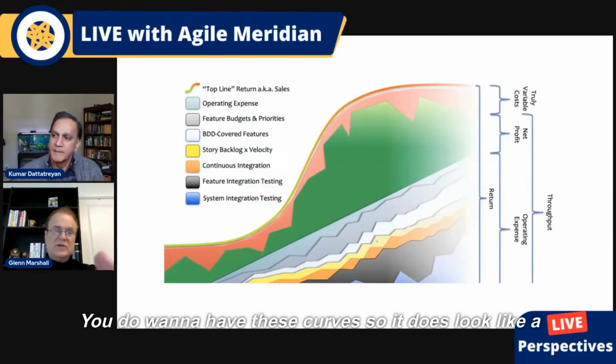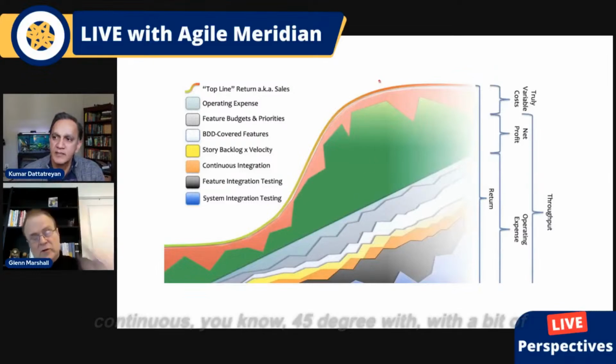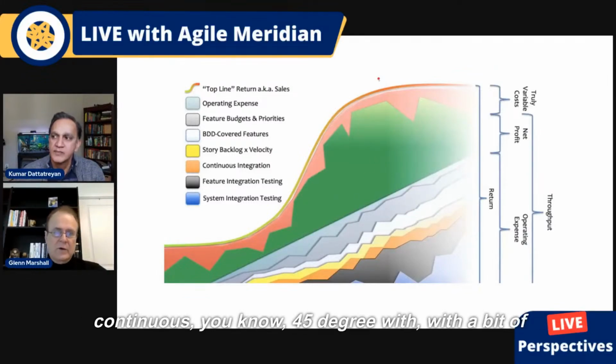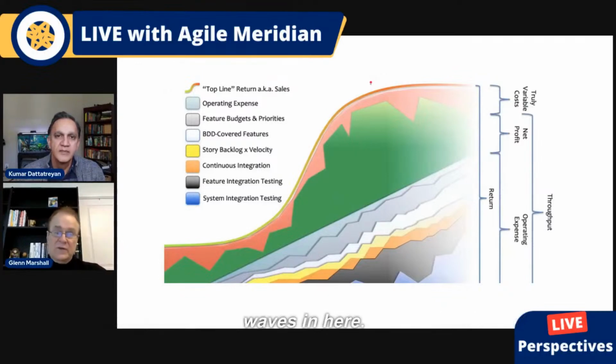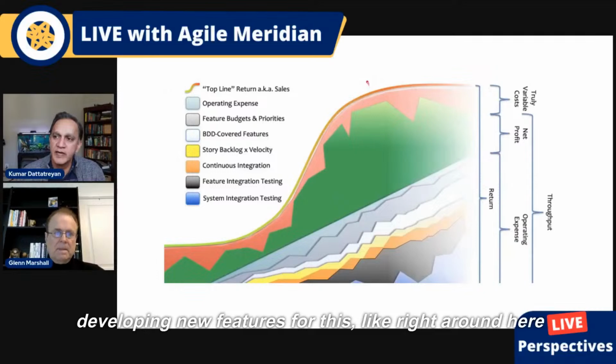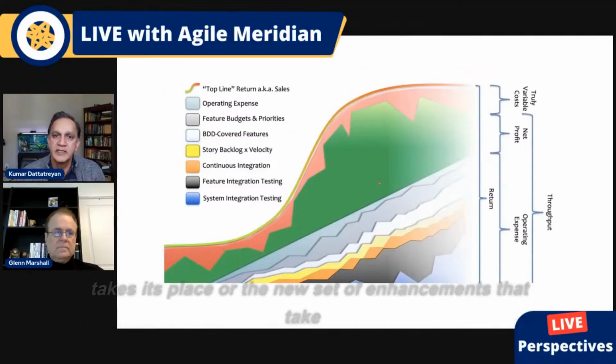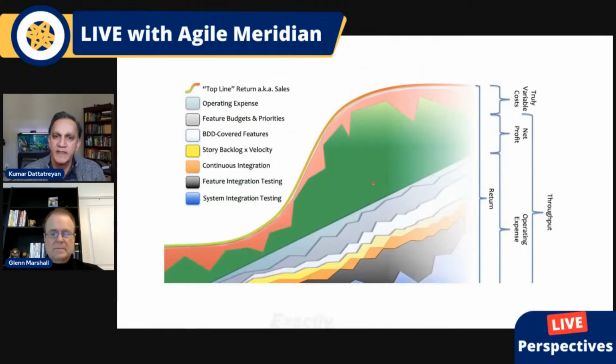You do want to have these stacked S curves, so it looks like a continuous 45-degree line with a bit of waves in it. But yeah, right. So you probably want to stop developing new features for this right around here. Exactly. And start implementing whatever the new thing is that takes its place, or the new set of enhancements that takes its place. Exactly. Right.